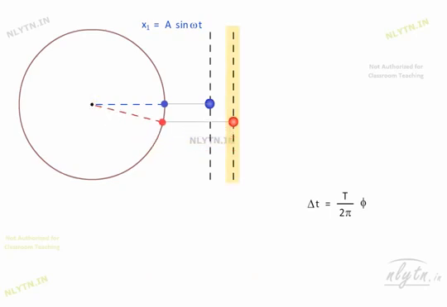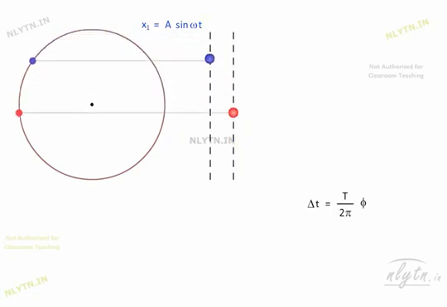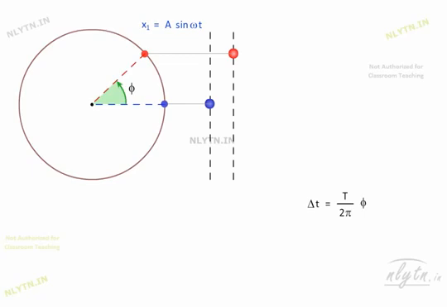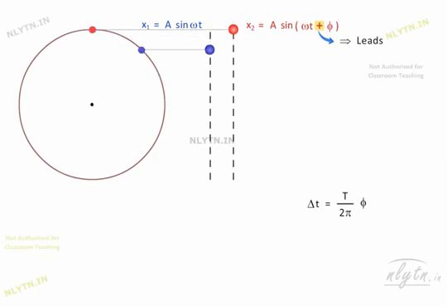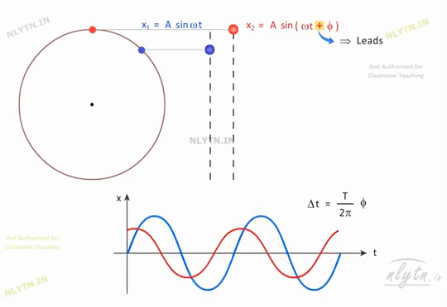If this SHM was ahead by a phase of phi, then its equation will be like this. And as it achieves its maximum value before the first SHM, so its graph will be shifted towards left by an equivalent phase difference of phi.